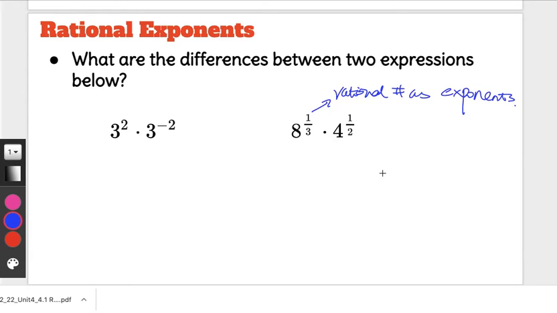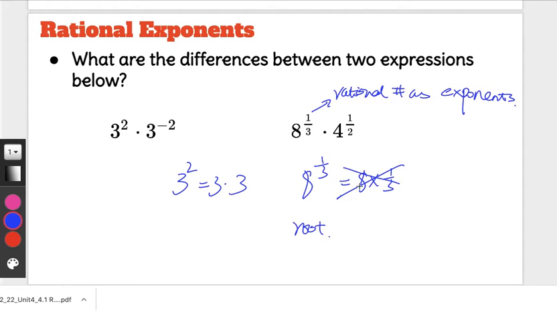Some students might go a little bit crazy here. I know how to deal with 3 to the second power. We know it's 3 times 3. That means 2 is how many times I multiply 3. If I put 1/3, what does that mean? Do I multiply 8 by itself 1/3 times? No, it's not defined like that. It's not 1/3 times, something like that. It's not, okay? So a rational exponent actually comes from the root.